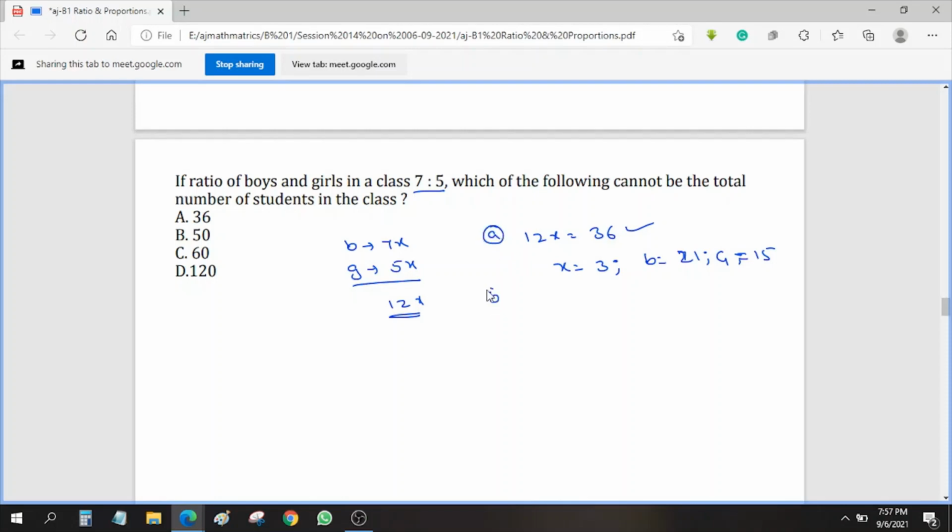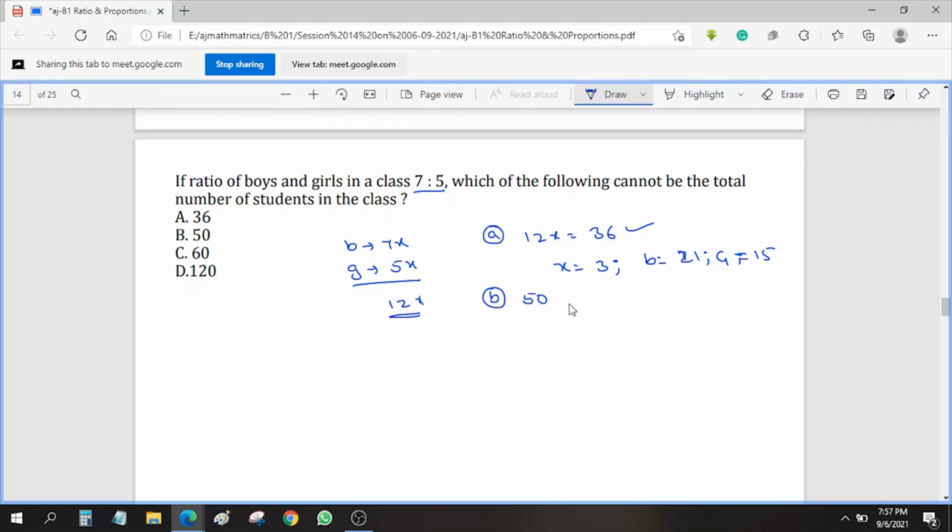Now option B I am trying. What is option B now? 50. 50 means 12x equals 50. It is not possible to divide, which means we didn't get an integer value here.